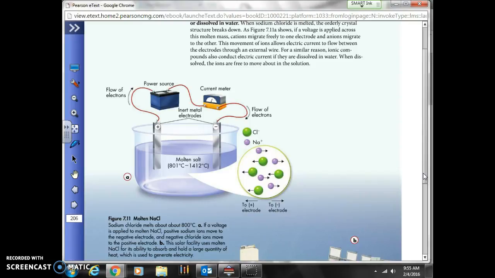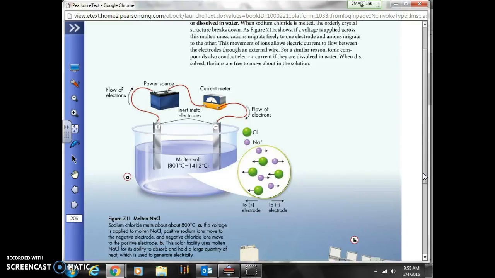And as a result, it lets electrons flow easily. And that's how they conduct electricity when dissolved in water or melted. And the flow of electrons, that is electricity. Anytime electrons can flow easily through something, that's when electricity is conducted.